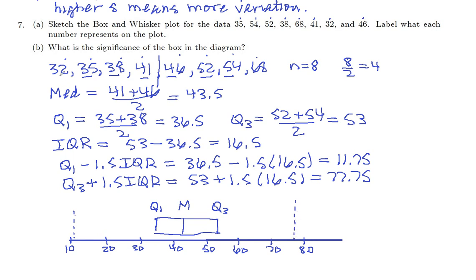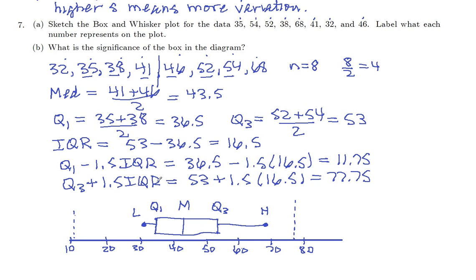Well, the lowest value is 32, which would be about right there. And then the highest value is 68, which would be about right there. So our whisker is going to go from that Q3 out to the high value here, and then on the left side from Q1 out to that low value.